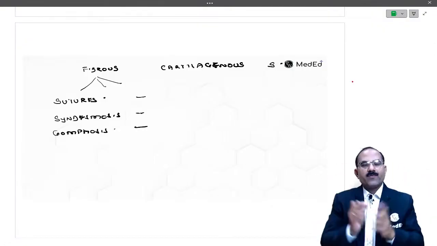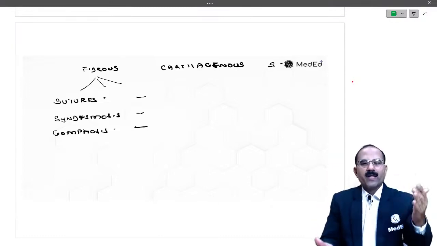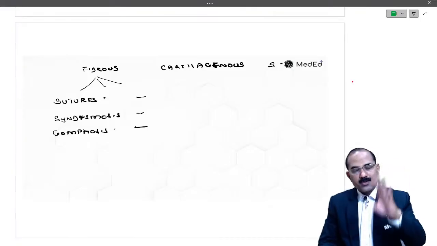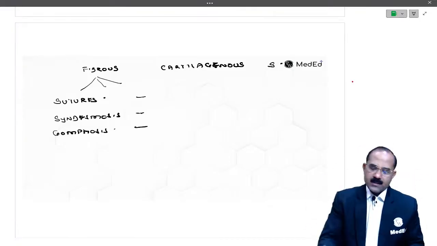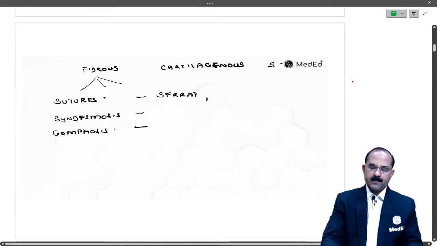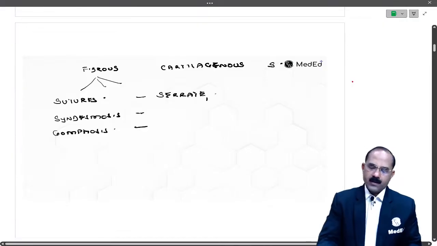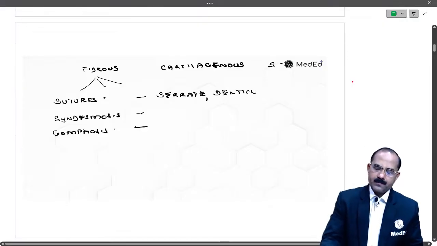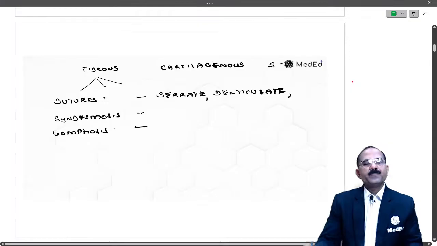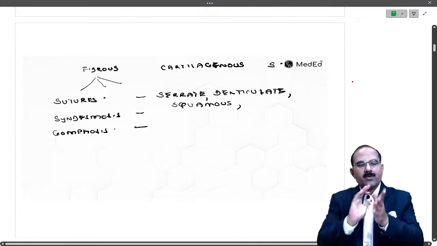Now sutures are found in the skull. You can always elaborate on the different types of sutures; they also come as a short note, and fibrous joints also come as short notes. Sutures can be classified as serrate suture, for example the sagittal suture. The second one is denticulate, for example the lambdoid suture. The third is squamous, where the bones overlap each other.